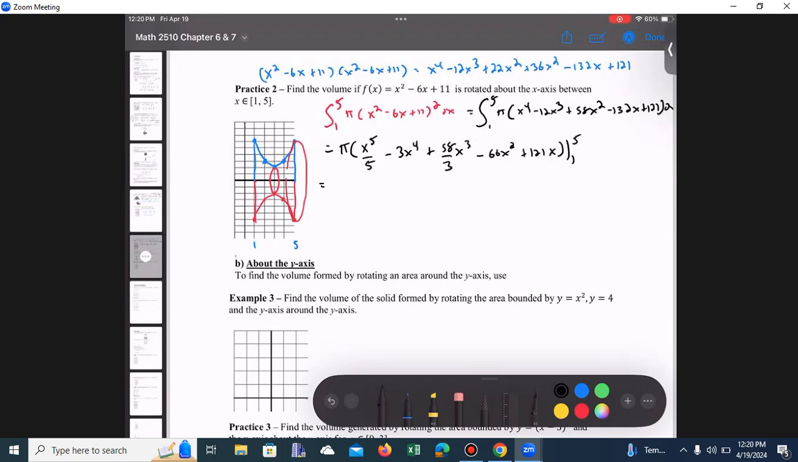Alright, so now we'll plug in the 5. We have 5 to the 5th over 5 minus 3 times 5 to the 4th plus 58 over 3 times 5 cubed, minus 66 times 5 squared, plus 121 times 5, minus 1/5 minus 3 plus 58 over 3 minus 66 plus 121.